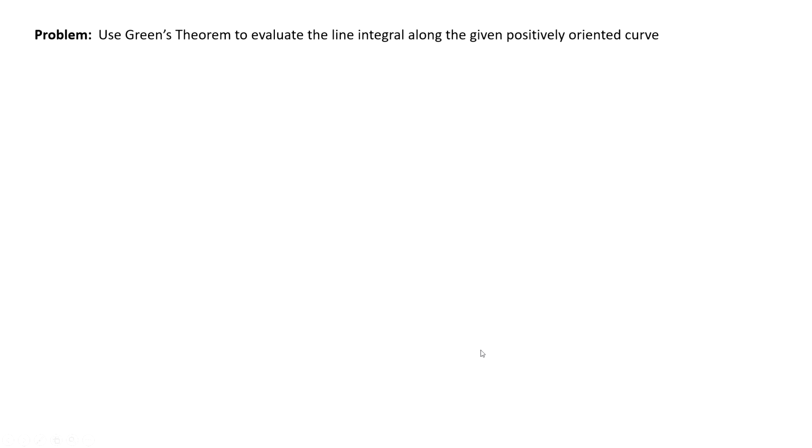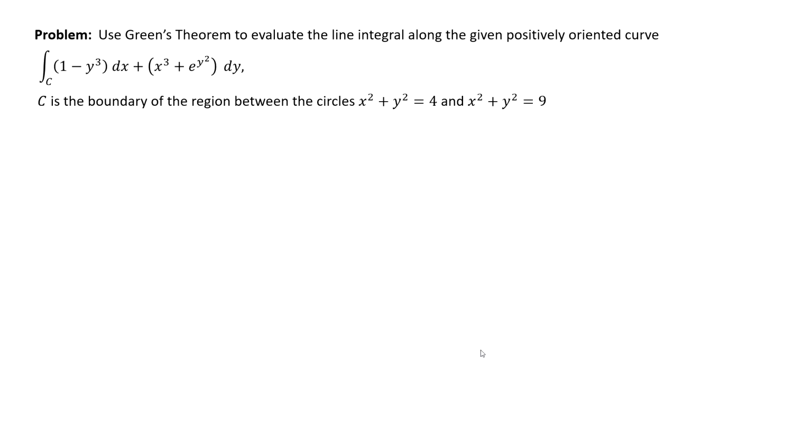Use Green's theorem to evaluate the line integral along the given positively oriented curve. Oh, like that. Okay, what is that curve? It's the boundary of the region between the circles x square plus y square equals 4 and x square plus y square equals 9.